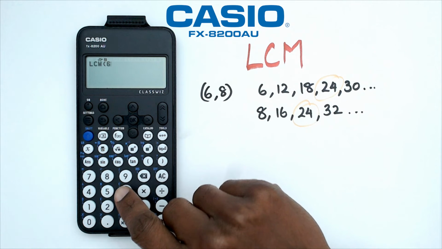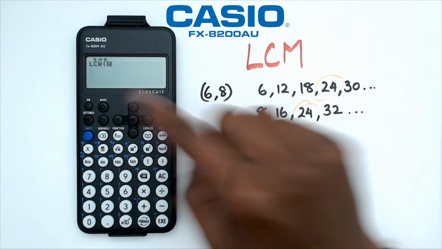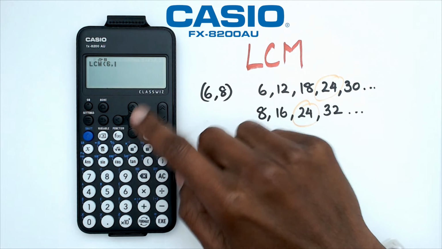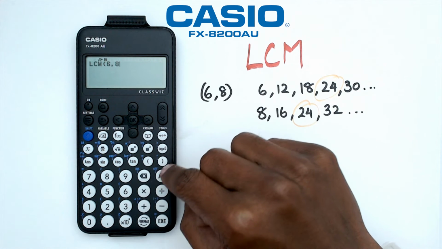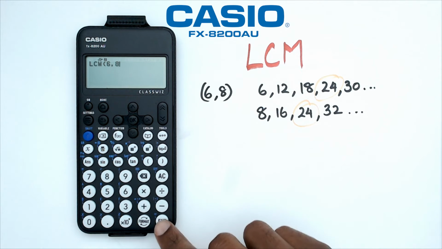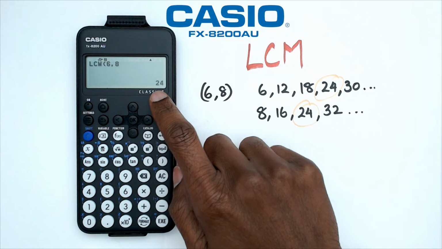Now we need to put a little comma sign, and this comma sign is above the right bracket. So we're going to press shift and the right bracket, which gives a comma, and then we're going to put 8. I don't think you need to close the brackets. Let's try without closing the brackets. Yes, there you go. It actually works out the answer as 24.